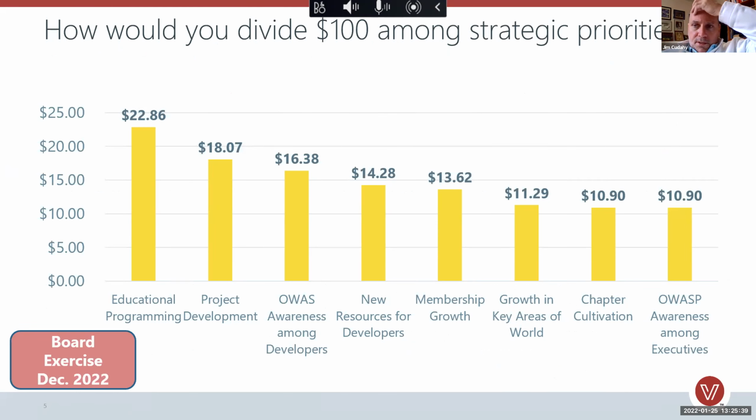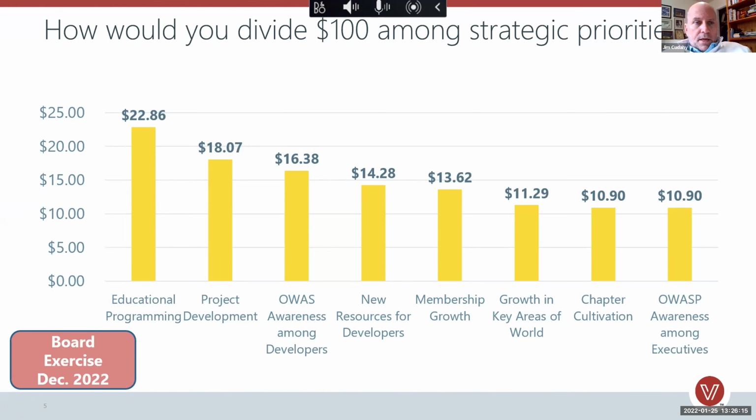And this was Andrew's idea, so I'll give him credit for it. But he asked, was there a way for us to effectively give you a $100 bill, each of you, and say, if you had this $100, how would you go about spending it? And we said use these categories, but here's where you decided that you would spend $100. At the top, it was educational program, project development, OWASP awareness among developers, new resources for developers, and I won't go through it verbatim, but this is where you decided that you would spend your money.